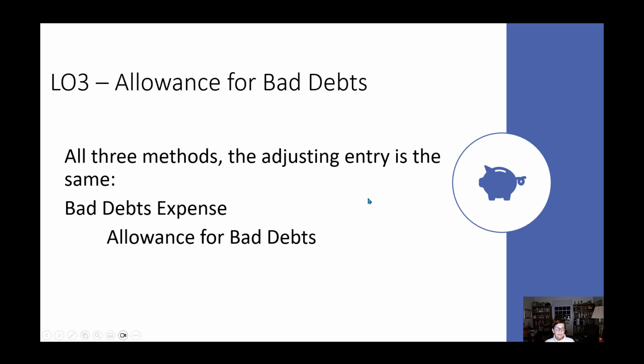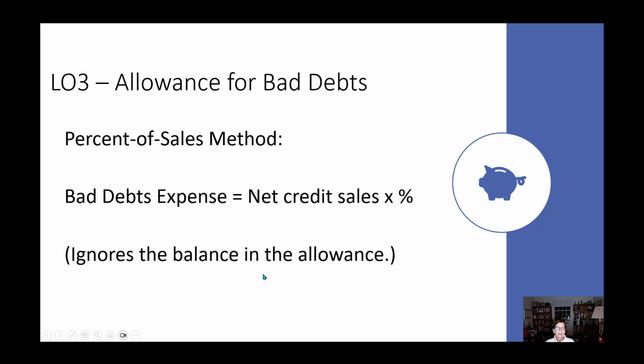Remember, all three methods, your goal is to find the amount for this journal entry. All right, we're going to be debiting bad debt expense. We're going to credit allowance for bad debts for all of these. The question we're answering is for how much. Now, with the percent of sales method, remember we're focusing on the expense part. Your bad debt expense is equal to the company's net credit sales for the period times a percentage. Now, what that percentage is will be different for different companies. It is based on their past history. This method ignores the balance in the allowance, which you'll see that doesn't happen later on.